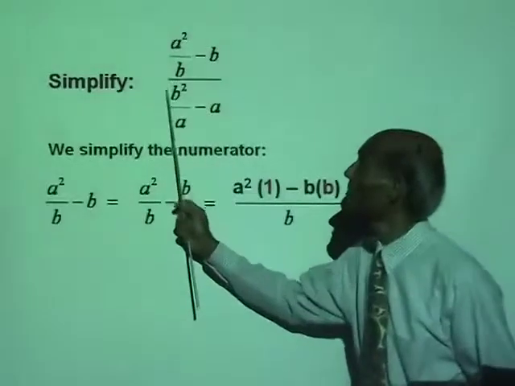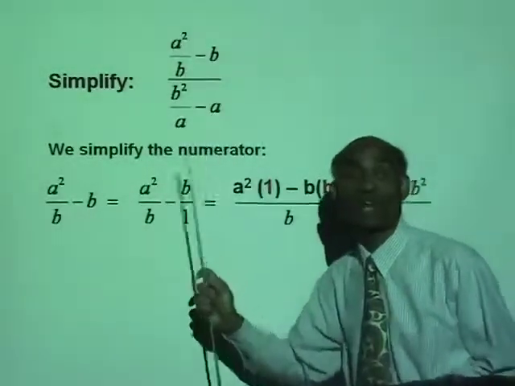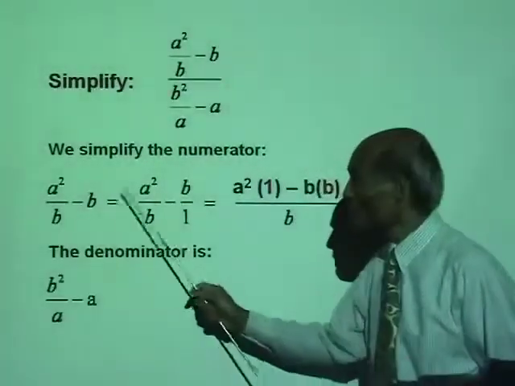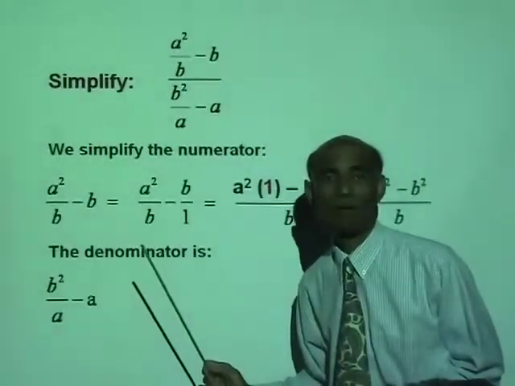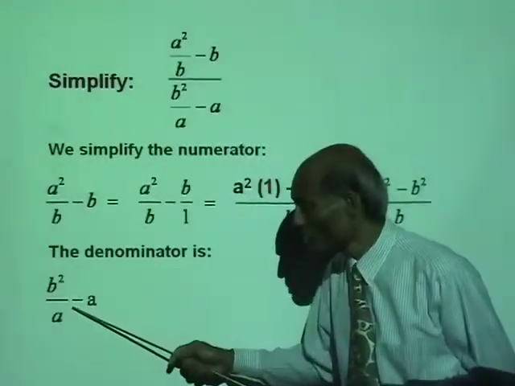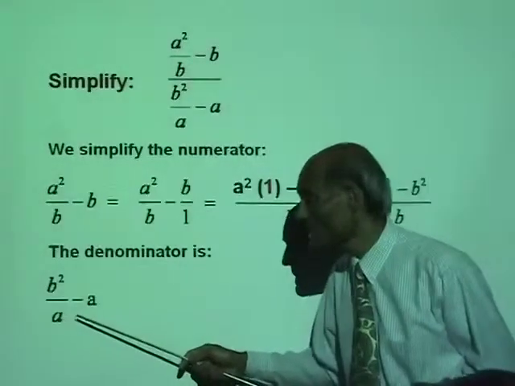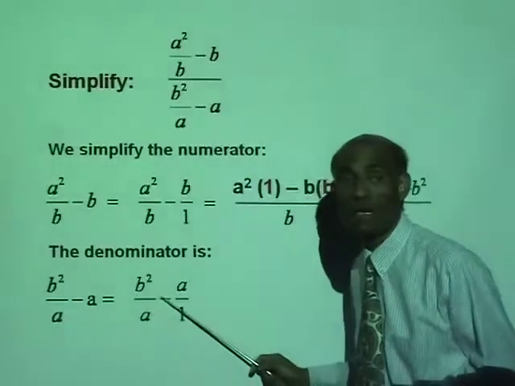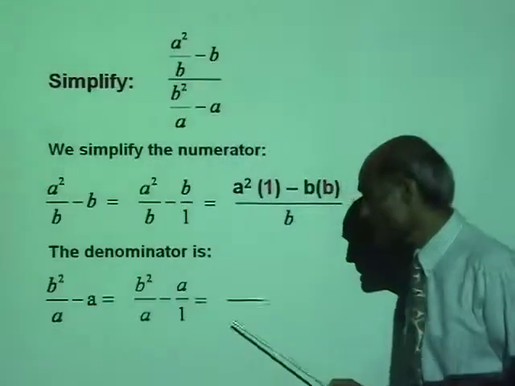Let's do the same thing with the denominator. Simplify the denominator by taking the common denominator. Well, can you do that on your own? Can you write these steps on your own? Try and do that. Okay? You can turn off the video for a second. Do this on your own. Take the LCD. What is the LCD? First of all, write this as b²/a − a/1. The LCD is a.